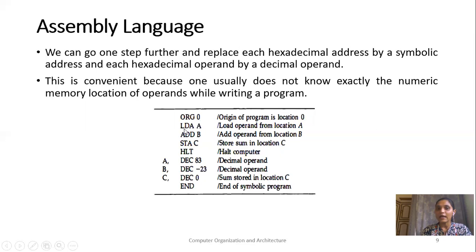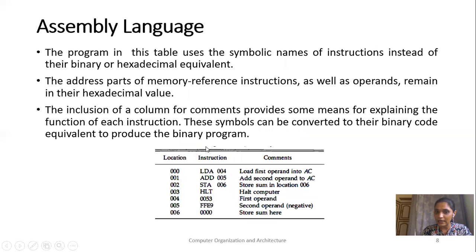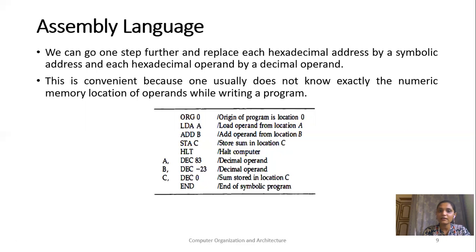Then LDA A, instead of writing LDA 004, which is your actual address. If we do not know the actual address but we know the label of that address, then we can write it as LDA A. A is our label of the address, which can be anywhere in your program. We don't know its address, but we know its label. So we have used the instruction LDA A instead of LDA 004.